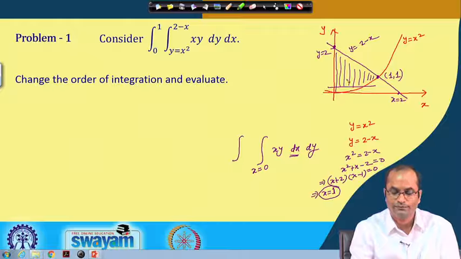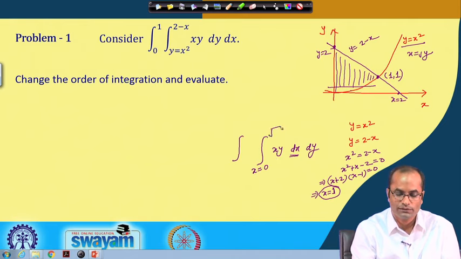The limit of x always enters through x is equal to 0 and leaves through y is equal to x square, that means x is equal to square root y. So, here x goes from 0 to this parabola, which is square root y, and this is up to the point y is equal to 1. So, y goes from 0 to 1.